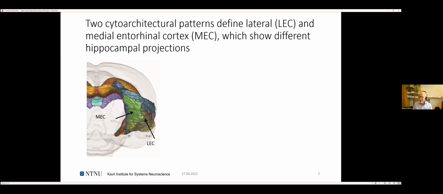And some people even went up to over 20 different subdivisions. But for the reason of the talk, I really want to focus on these two main subdivisions. The reason for that is that as far as we know, there are striking but subtle differences in the connectivity, between how these two areas connect to other parts of the brain. And I want to start with what is in the title, that they show differential projections to the hippocampal formation.